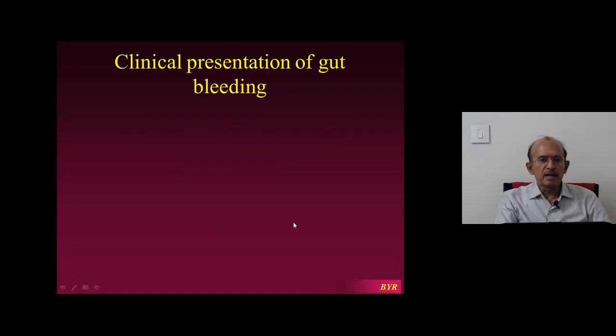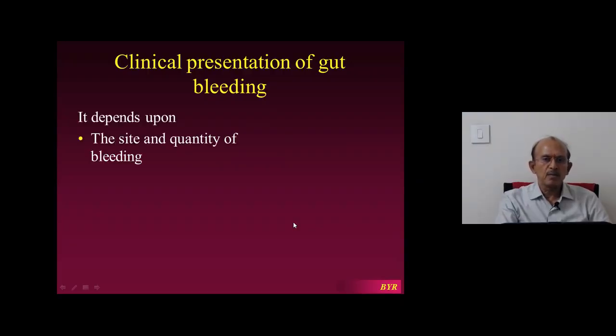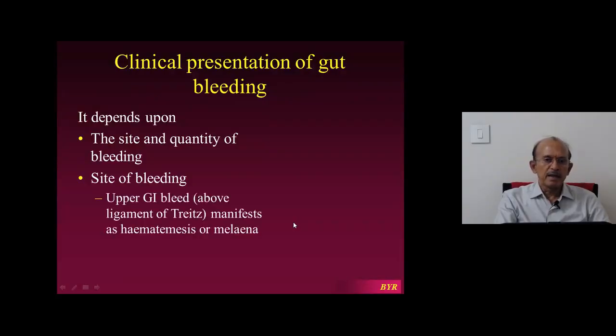If bleeding is there into the gut, how does the patient manifest clinically? Let us first study that. It depends upon the site and quantity of the bleeding. Site of the bleeding: upper GI bleed means bleeding above the ligament of Treves. What is ligament of Treves?